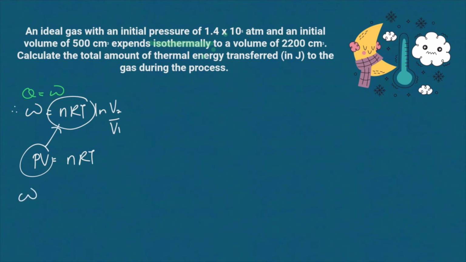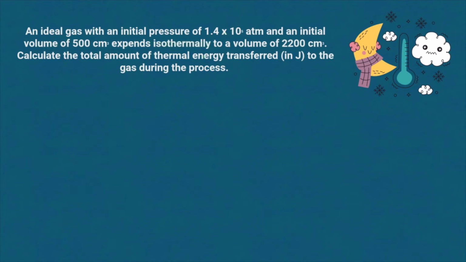So what we are going to do is substitute this in here. So we shall get W is equivalent to PV ln V2 over V1. So which P and V are we going to use for the initial one? It means that here it is actually P1 V1 ln V2 over V1. So what we are going to do now is plug in all the values.